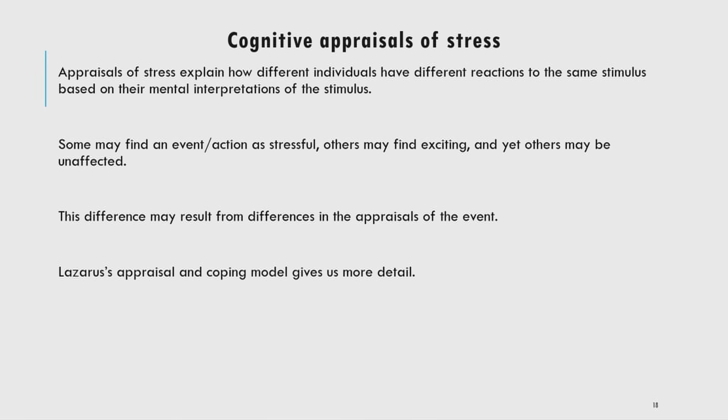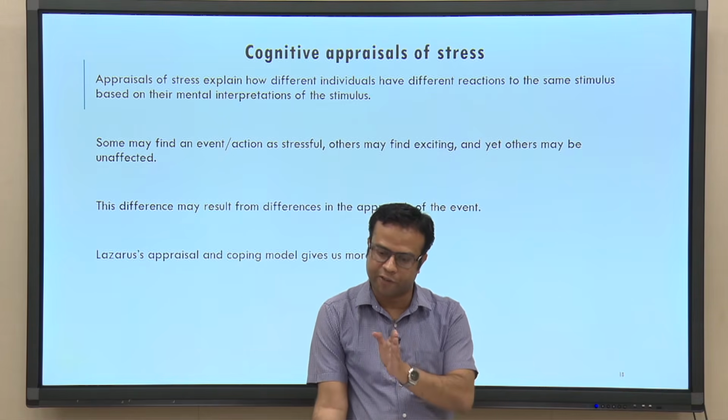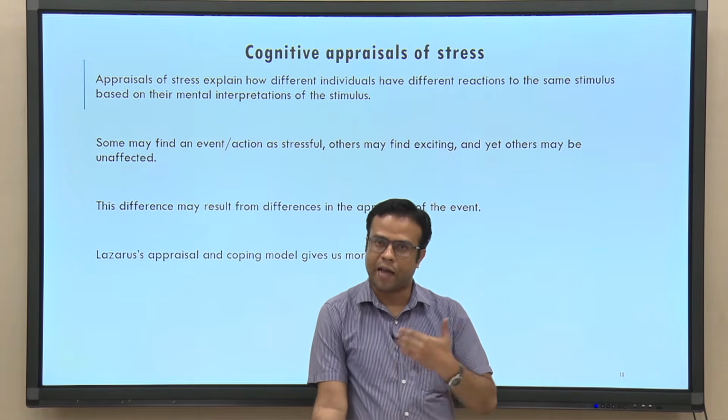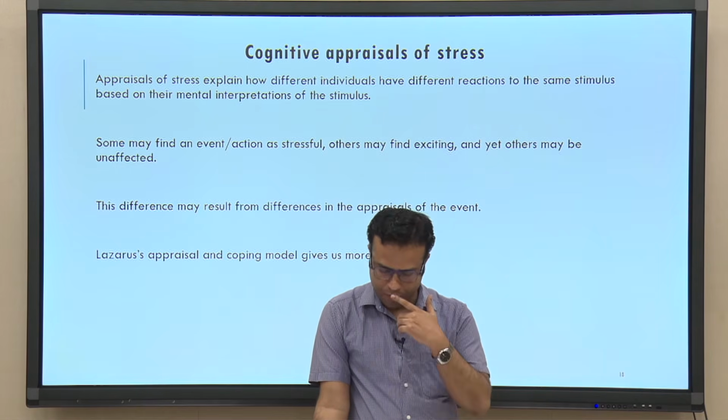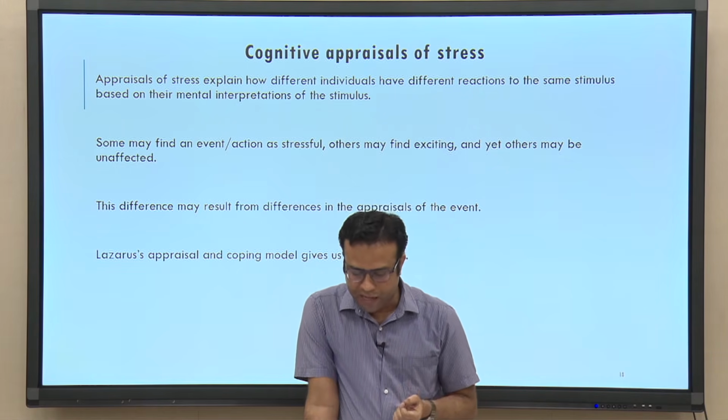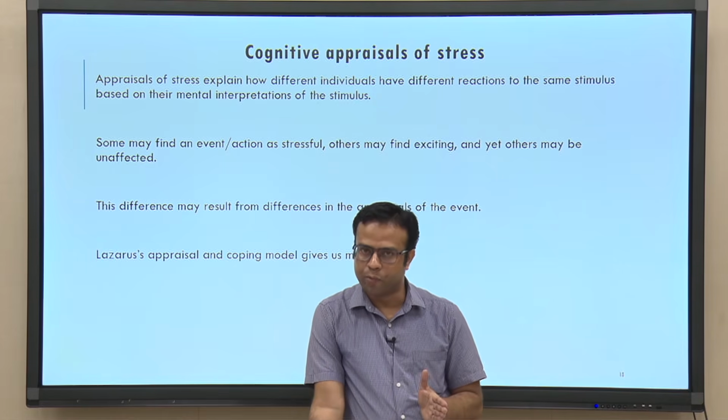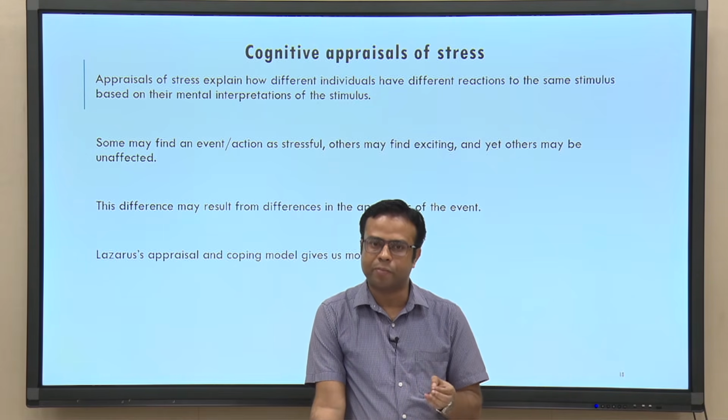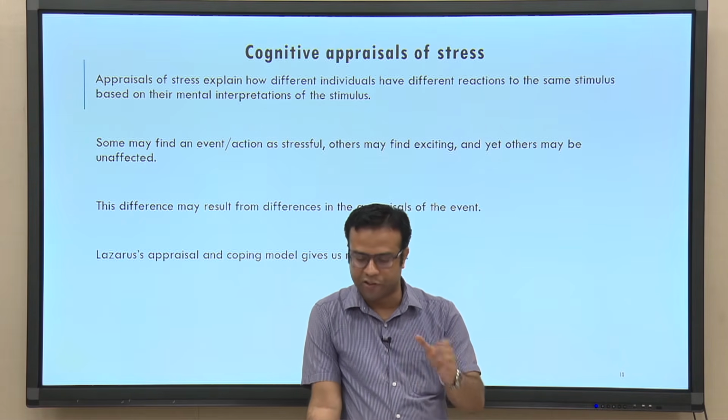Now, cognitive appraisals of stress. This is the next concept. As we said, stress depends on our interpretation process. Cognitive appraisal basically means assessment or interpretation. We will see in a little more detail and in more technical ways how this interpretation happens and what the different types of interpretation are when we experience a stressful situation. Appraisal of stress explains how different individuals have different reactions. As we have already seen, different people react to the same situation in different ways. Cognitive appraisals can explain these differences.